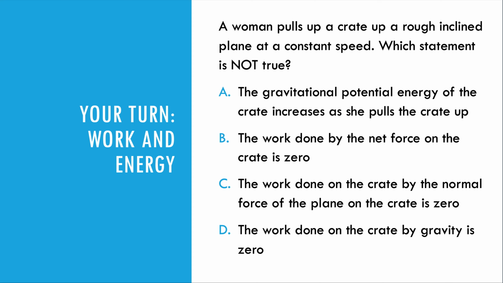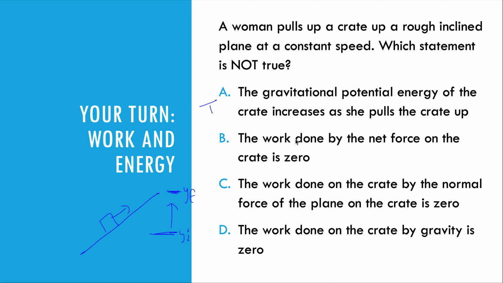A woman pulls up a crate up a rough inclined plane at a constant speed. Which statement is not true? So the best thing to do here is to just look at each statement one by one and see if it's true or not. So let's go ahead and do that. The gravitational potential energy of the crate increases as she pulls the crate up. So if we visualize this, we have a crate being pulled up here. That means that it is gaining height, right? It's going from some lower height here to some higher height. There's a y initial, there's a y final. So this is a true statement. It is increasing.